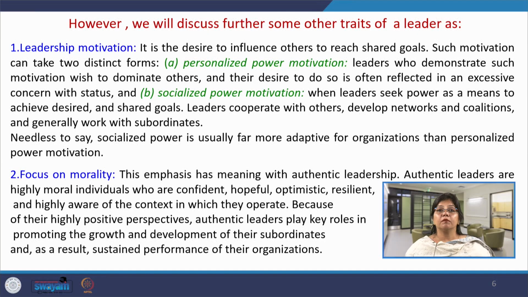Because of their highly positive perspective, authentic leaders play key roles in promoting the growth and development of their subordinates and, as a result, sustained performance of their organizations. So, when leadership has been adapted as per the situation, it will definitely meet success, because there lies the understanding of the situation and understanding of the team members, which can create a perfect blend to find solutions in emergency situations.